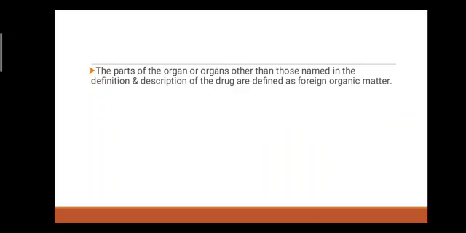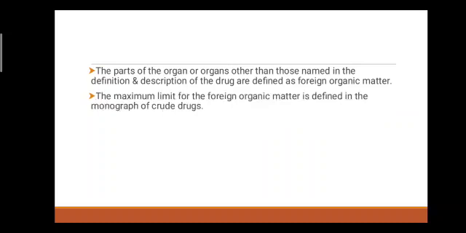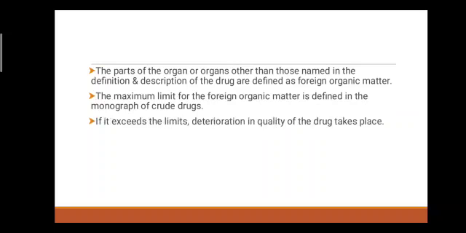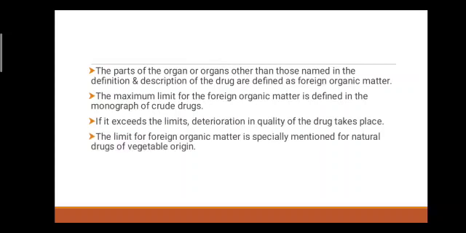The parts of the organ or organs other than those named in the definition and description of the drugs are defined as foreign organic matter. The maximum limit for the foreign organic matter is defined in the monograph of crude drugs. If it exceeds the limits, deterioration in the quality of the drugs takes place. The limit for foreign organic matter is specially mentioned for natural drugs of vegetable origin.